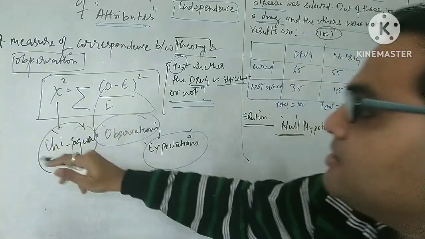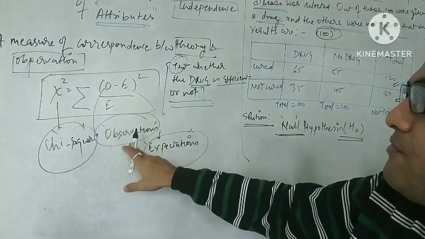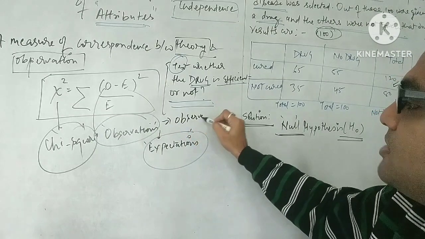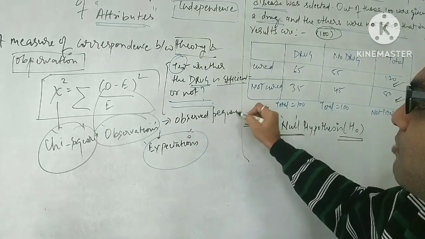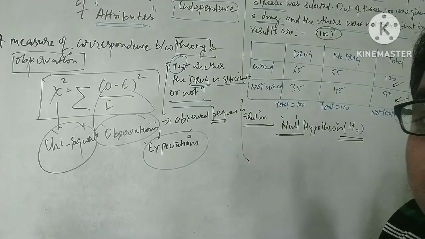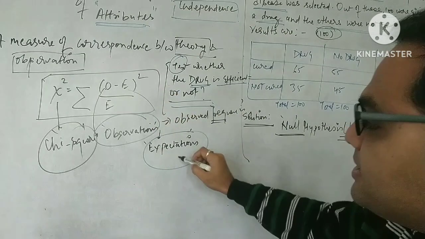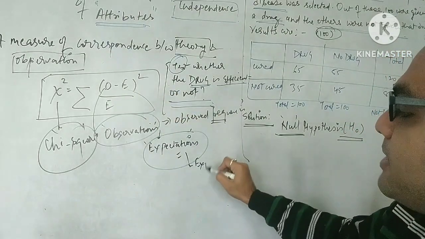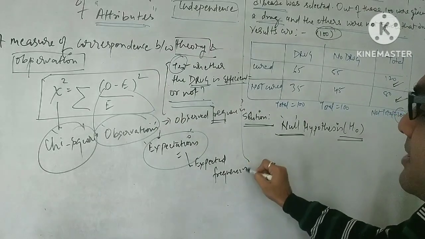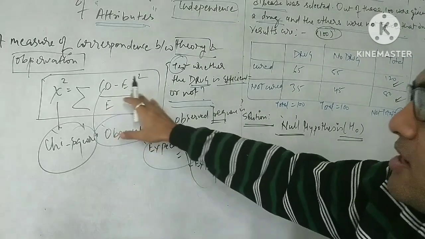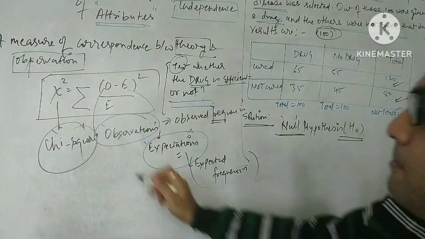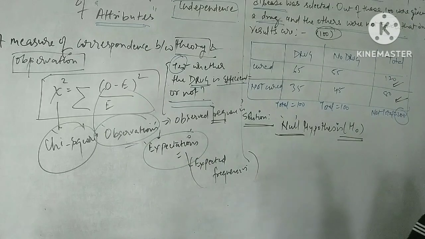Then chi-square is equal to summation of observations, what is the meaning of observed? Observed frequencies. Here the frequencies signify the number of times the data is coming. And the expectations, that is the expected frequencies. So we compute the difference and we take the square of that upon the expected frequency. This is the basics of computation of chi-square.